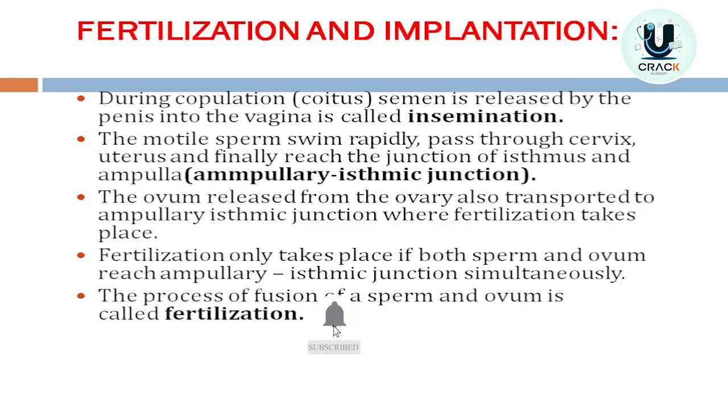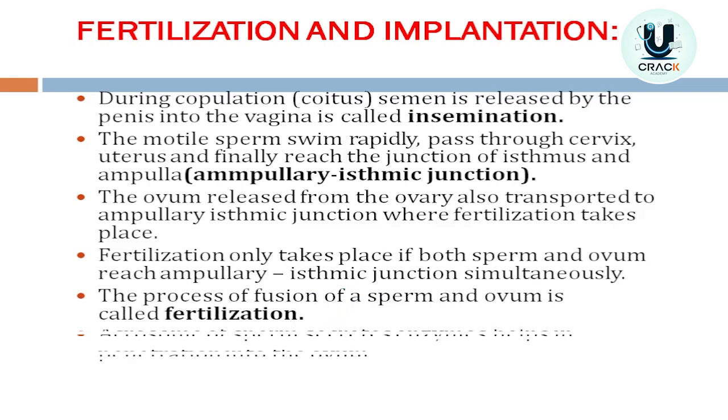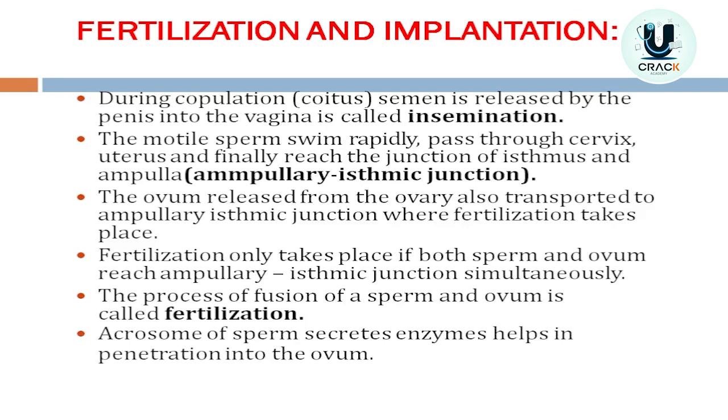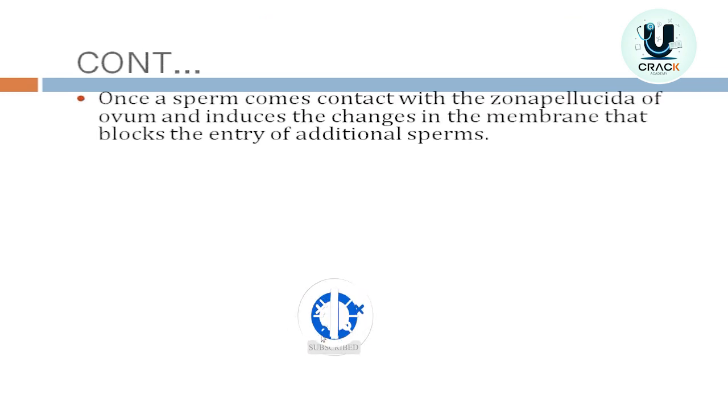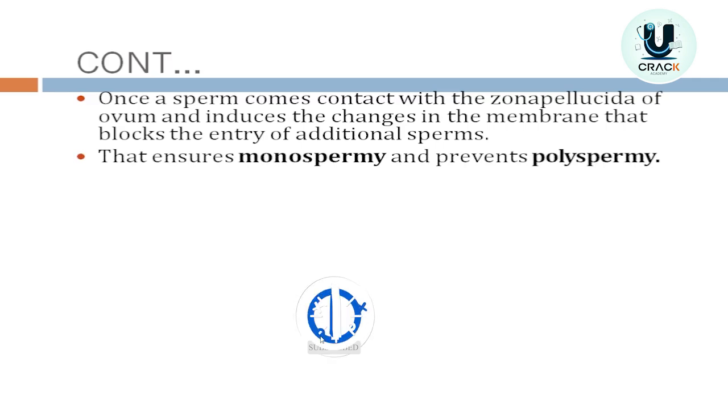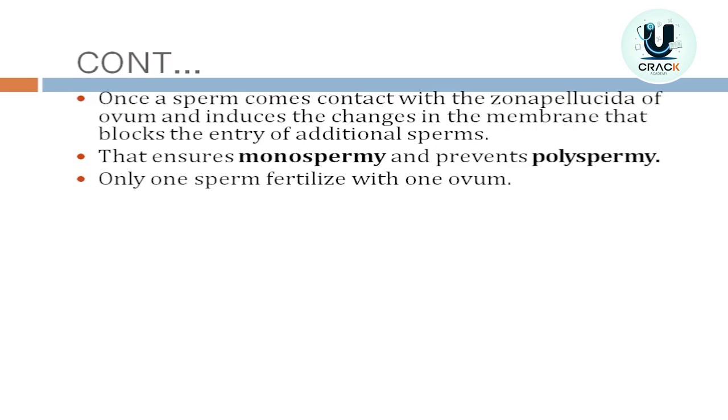The process of fusion of a sperm and ovum is called fertilization. The acrosome of the sperm secretes enzymes that help in penetrating the ovum. Once a sperm comes in contact with the zona pellucida of the ovum, it induces changes in the membrane that block the entry of additional sperms, which ensures monospermy and prevents polyspermy. Only one sperm fertilizes one ovum.